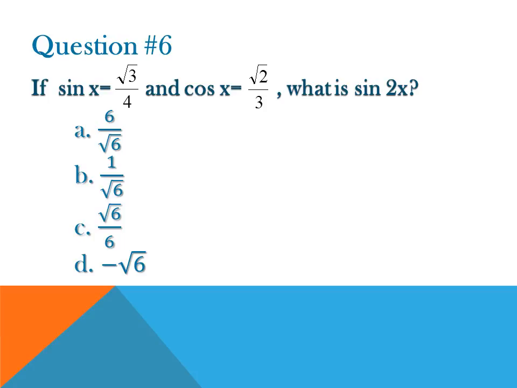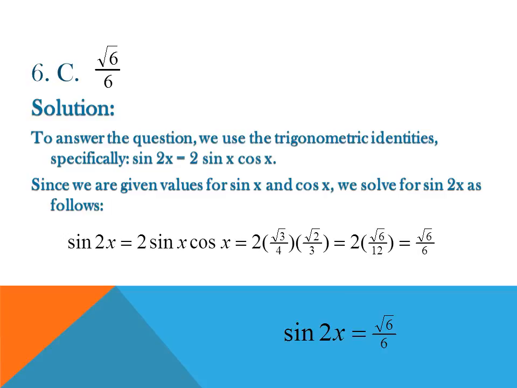If sine x is equal to square root of 3 over 4 and cosine x is equal to square root of 2 over 3, what is sine 2x? To answer the question, we use the trigonometric identities. Specifically, sine 2x is equal to 2 sine x cosine x. Since we are given values for sine x and cosine x, we solve for sine 2x as follows.